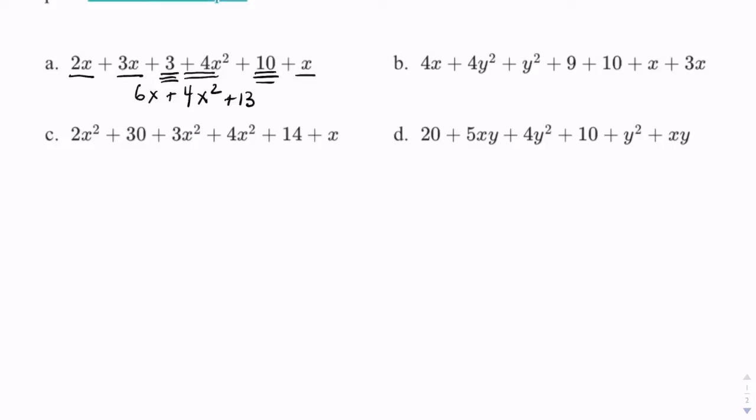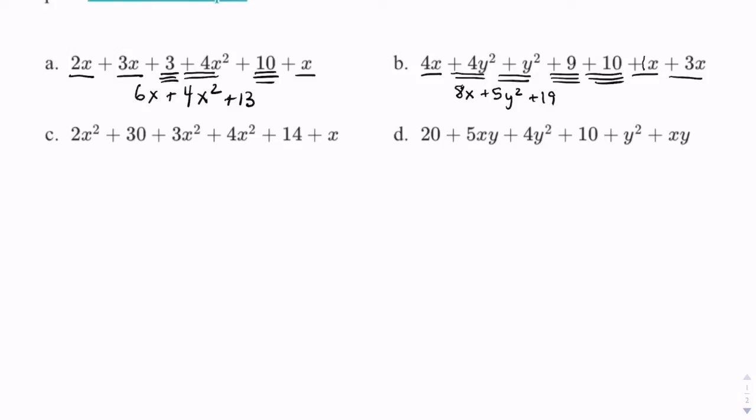Okay, let's do B. For B, I have a 4x. I have a 1x, right? There's a hidden imaginary 1 there. And I have a 3x. So 4 plus 1 is 5, plus 3 is 8x, right? 8x. And then I have a 4y squared, a 1y squared, and that's it. That's 4 and 1 is 5y squared. And then I have a 9 and a 10, which is 19, right?